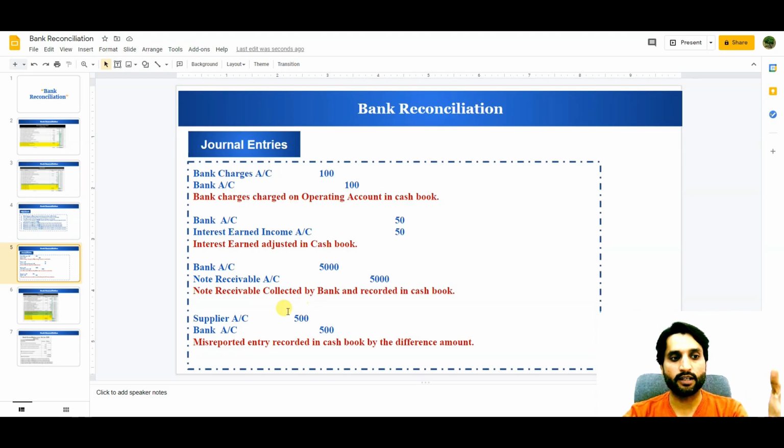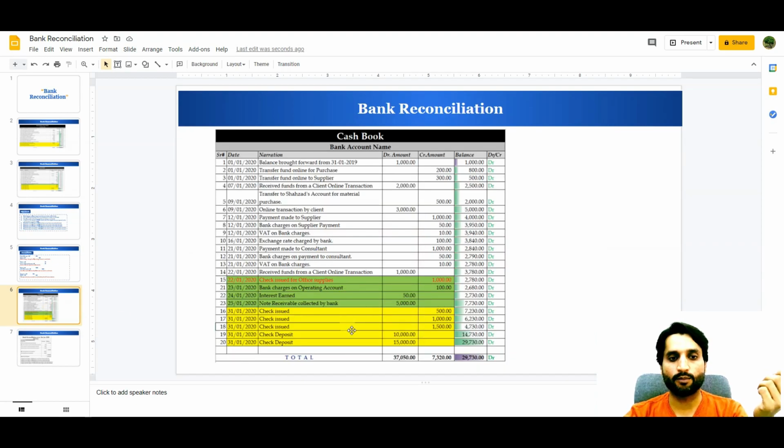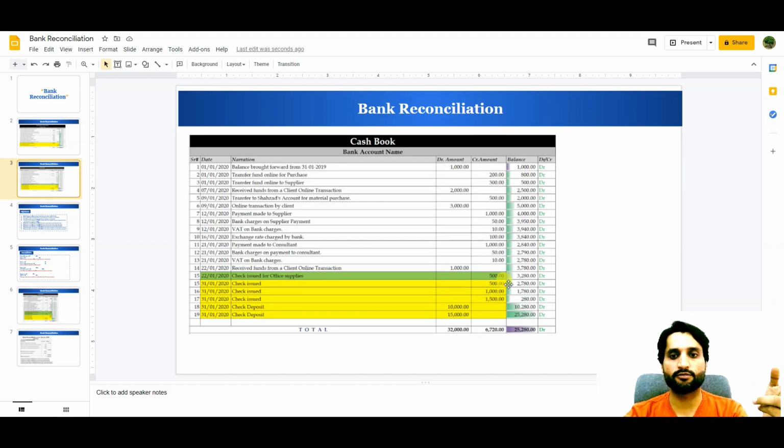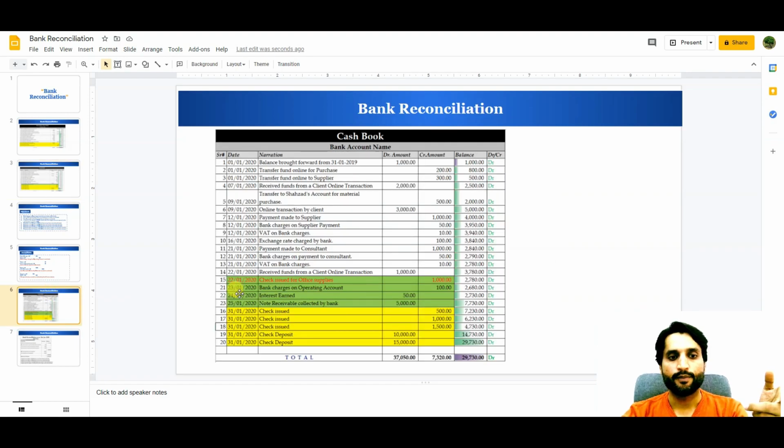After these adjustments, our cash book will look something like this. These are the entries which were shown in our bank account but were not shown in our cash book, so we have recorded all these entries. This is the misreported one. Now it is 1000 complete, before it was 500. The bank charges on operating we already charged. Interest earned we recorded here in the cash book, and the note receivable collected by the bank we have also recorded in our cash book. Now our cash book is also according to our bank book.